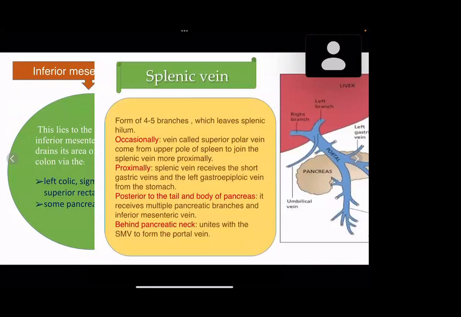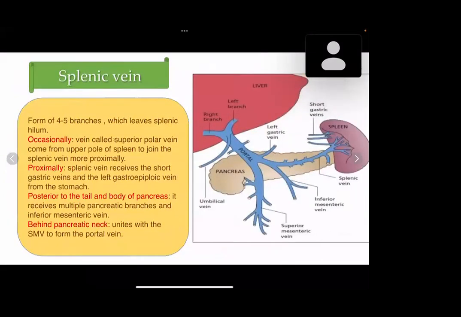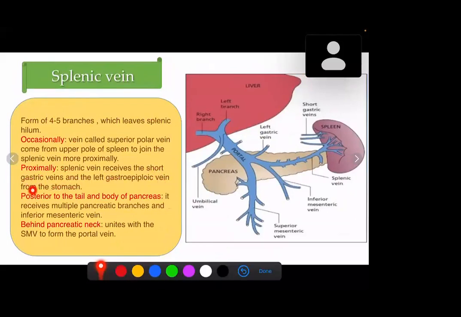The splenic vein will be formed by 4 to 5 branches, which leave the splenic hilum. Occasionally, we have a vein called the superior polar vein arise from the upper pole of the spleen to join the splenic vein more proximally. As we said, near the hilum it will receive the short gastric veins and the left gastroepiploic vein from the stomach. Posterior to the tail and the body of the pancreas, it will receive multiple pancreatic branches and the inferior mesenteric vein. And behind the neck of the pancreas, it will join the superior mesenteric vein to form the main portal vein.